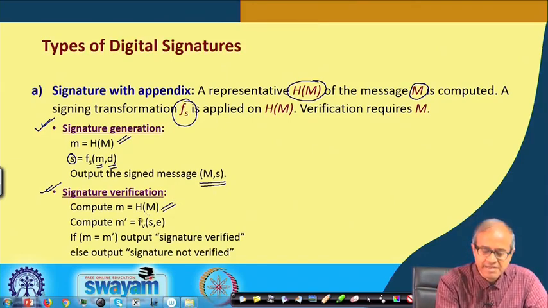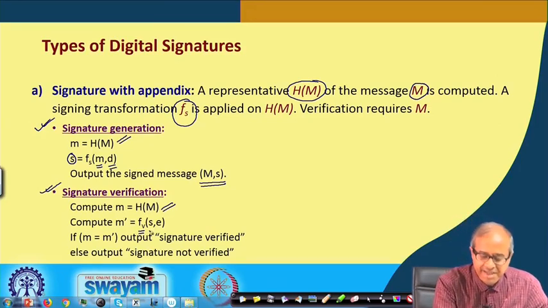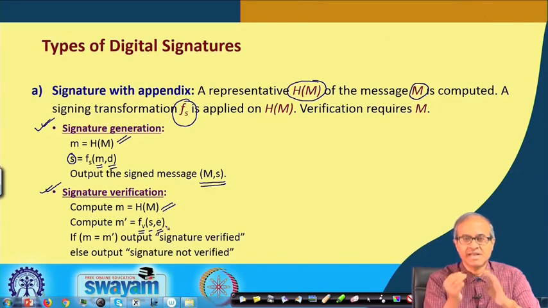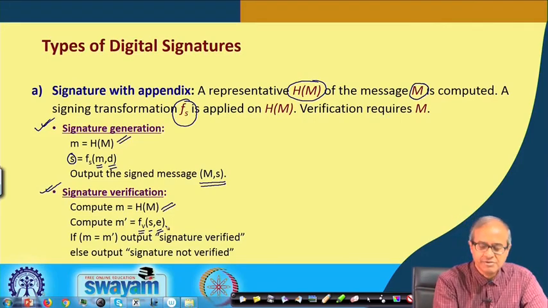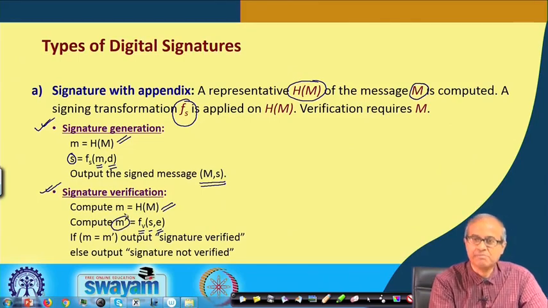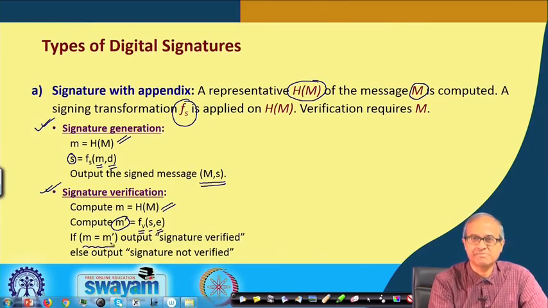Now, there is another function f v which is applied, which in the public key context will be the decryption operation. Now, S will be decrypted using the public key E. As you know, encryption and decryption are exactly reversible with respect to the private key and the public key. So, if you do the decryption, you will get some value m prime and you expect m and m prime to be the same.